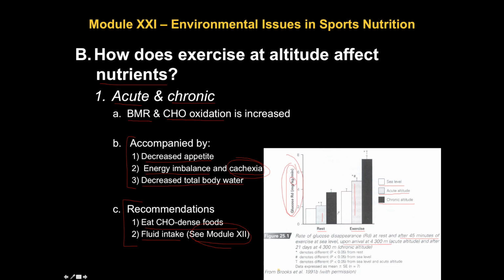Now, if we exercise after chronic altitude, you can see that there is a significant increase in the amount of glucose disappearance after chronic exposure to altitude training.